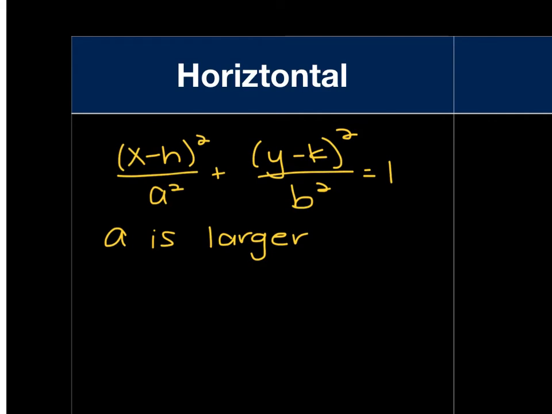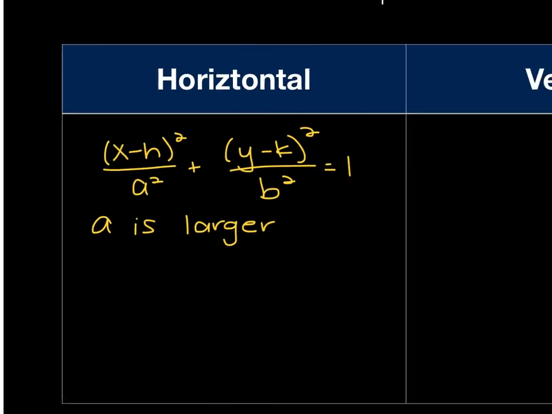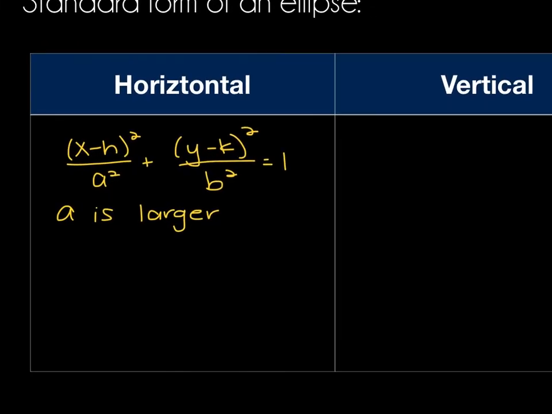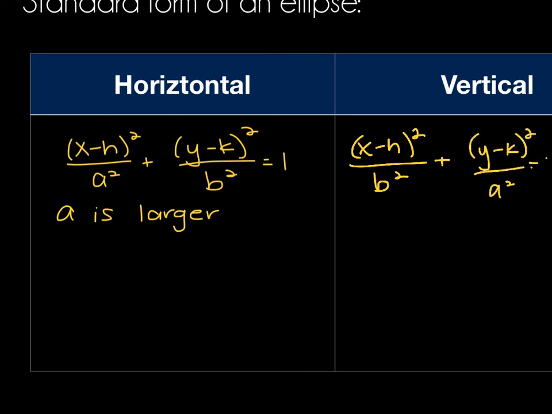So if the larger number's under the x, it makes it horizontal. If the larger number's under the y, it makes it vertical. So the order doesn't matter. X can still come first. The difference will be that the smaller number will be under that x and the bigger number will be under the y.